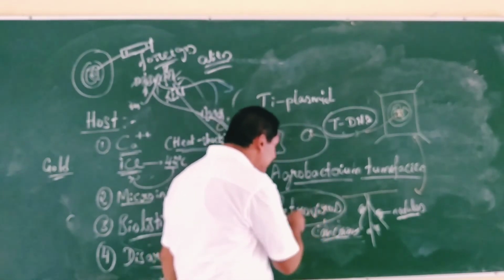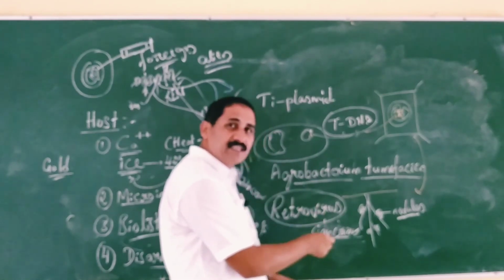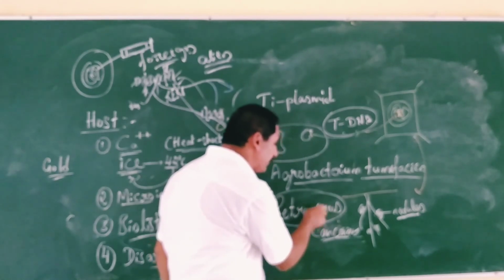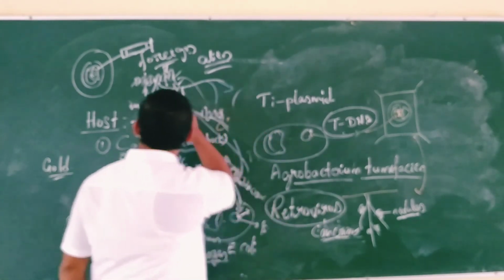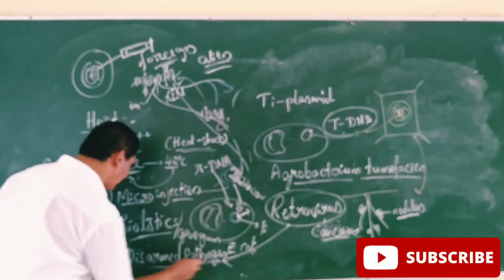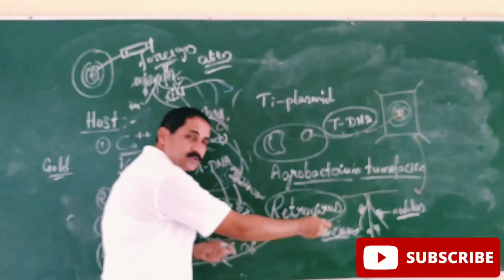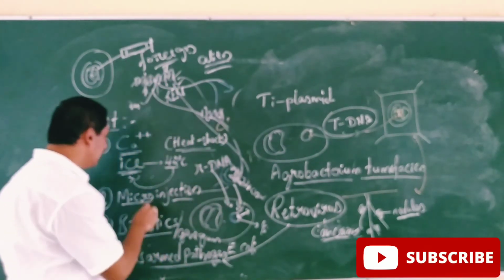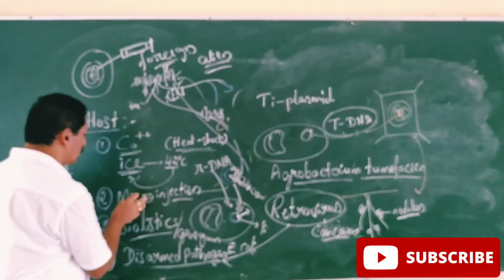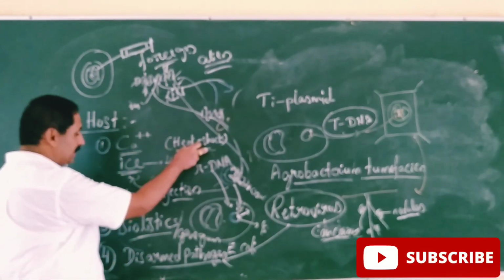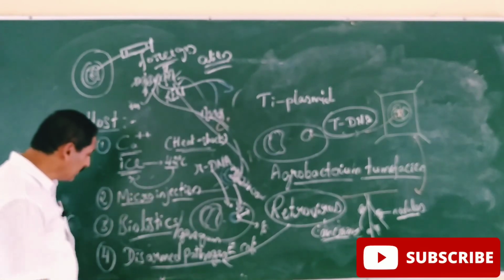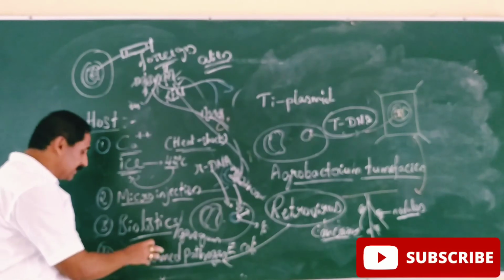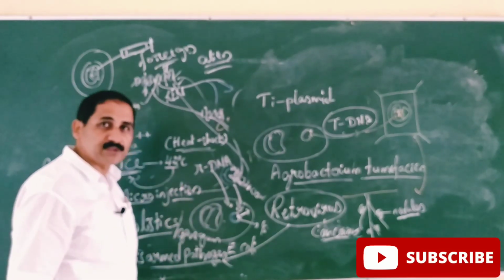So we made these retroviruses disarmed, unable to produce the tumor. We are taking the application of this retrovirus to transfer the gene of interest. That is the disarmed pathogen. Disarmed pathogens are used to transfer the gene of interest. So these are different methods of introduction of rDNA into the host. The first one is heat shock treatment. The second one, microinjection. The third one, biolistic. And the important one in animals, especially human beings, is the disarmed pathogens.